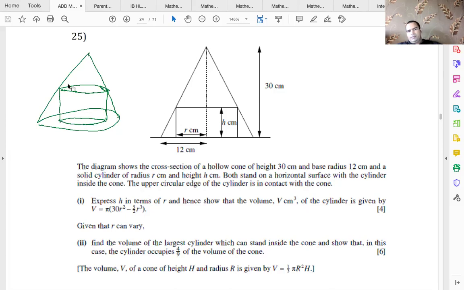And what you can see here is actually the cross-sectional view. It's like you make the exact half section, you cut this cone exactly in half, so you'll be able to see this pattern. So let's read the problem.